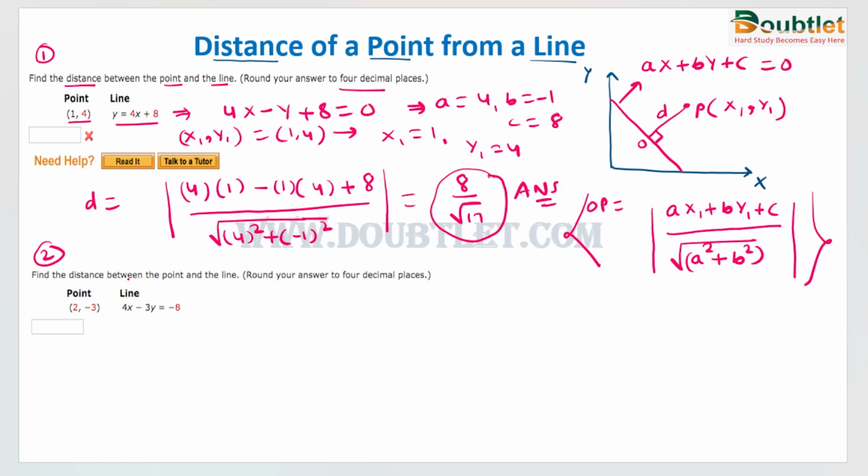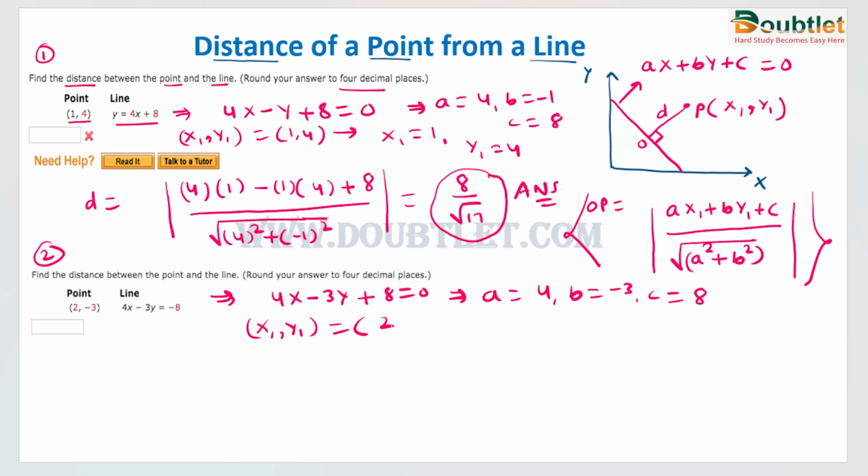Now coming on to the second example. The second example is also similar, but here the format of the line is different. So first we need to convert this format of line into ax plus by plus c is equal to 0 form. So we need to take this minus 8 to the left hand side. So it will become this. Now on comparing this with the original equation, we will get a is equal to 4, b is equal to minus 3 and c is equal to 8. And we know that x1 comma y1 are given as 2 comma minus 3.